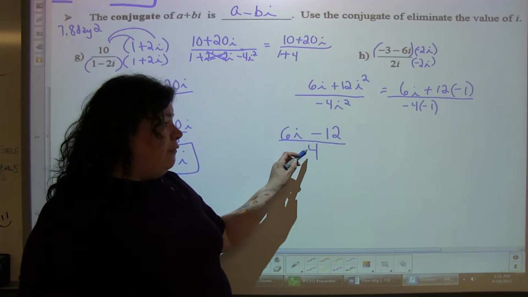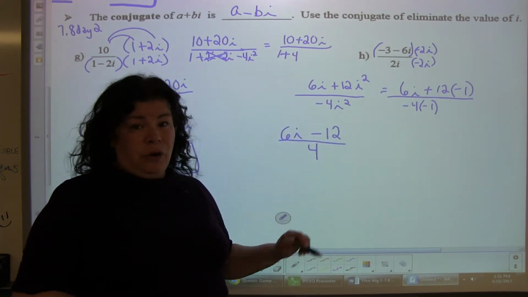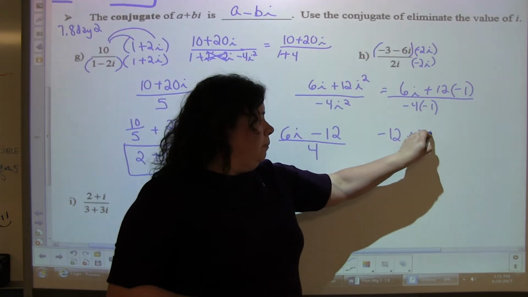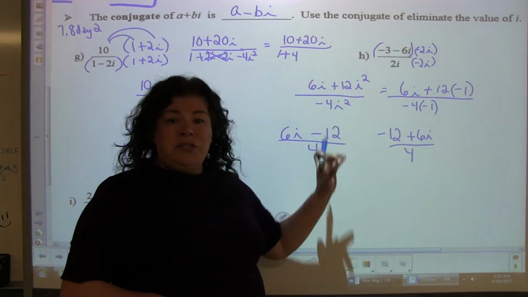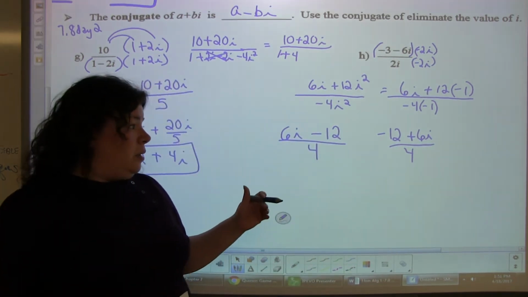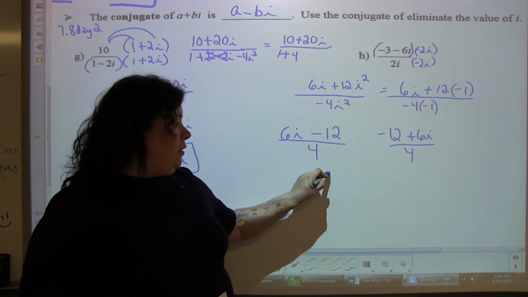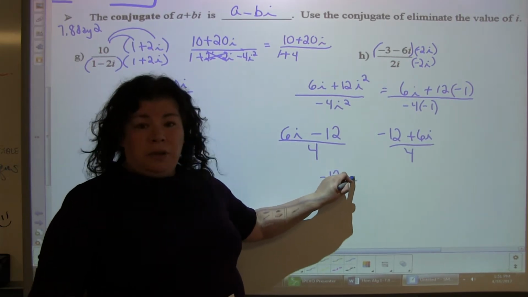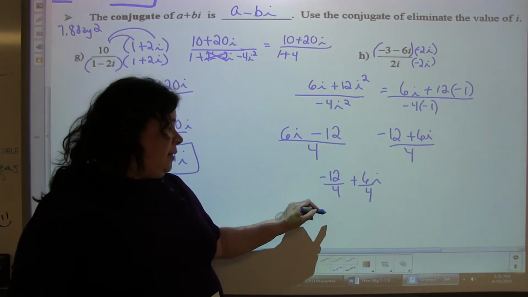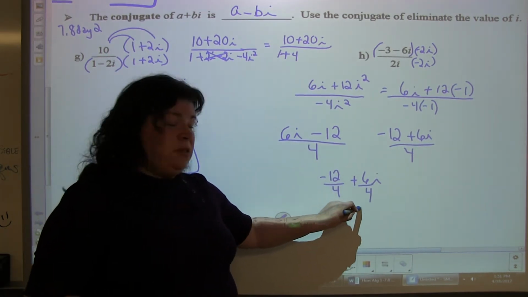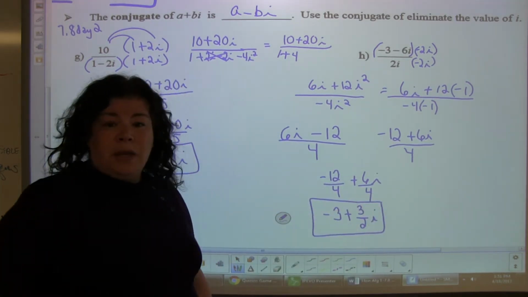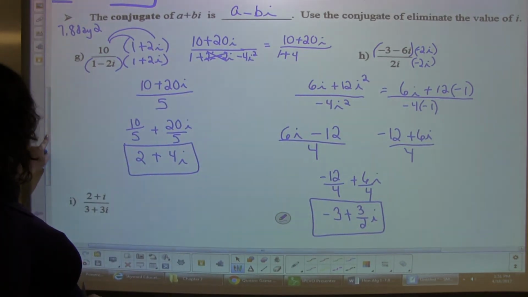We're good. However, we have to make sure this is in standard form. So if we rewrite our numerator so that it's in standard form, now we have to separate those terms, so we separate our real and our imaginary part. So we have negative 12 divided by 4 plus 6i divided by 4, which again, if you simplify this, becomes negative 3 plus 3/2 i. Okay, so there are those examples.